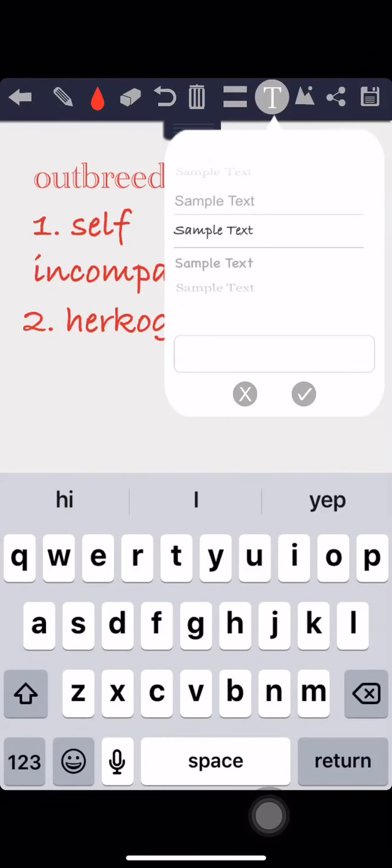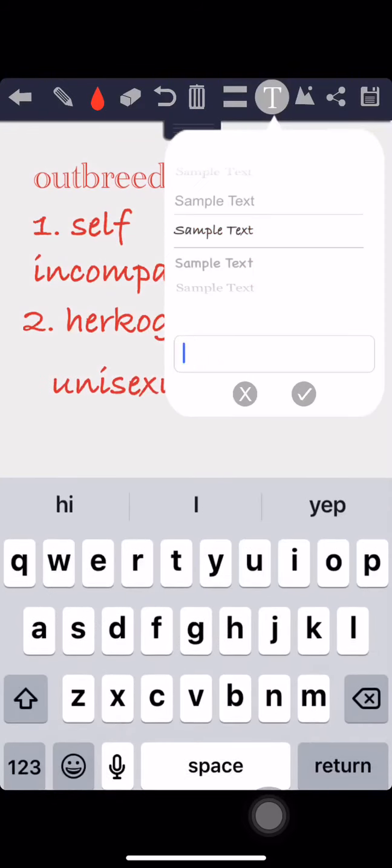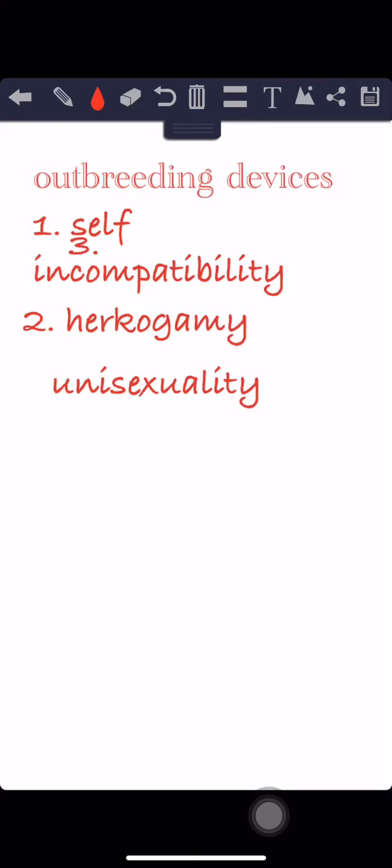Next is unisexuality. This is another outbreeding device. Unisexuality means the plant itself produces only pistil or stamen in its flower, so that it completely prevents self-pollination and promotes cross-pollination. So there are various outbreeding devices, but these are the major ones.